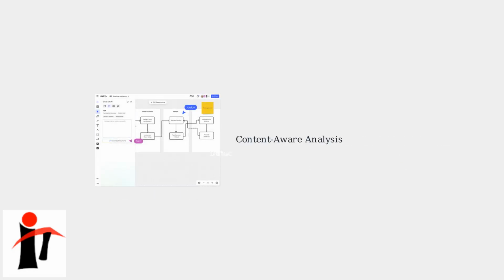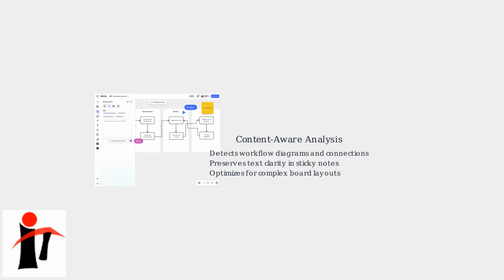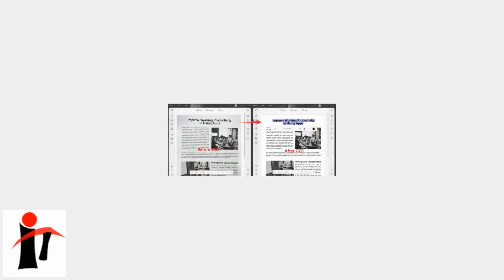The AI performs content-aware analysis of your board. For instance, in this workflow diagram, it detects interconnected elements, preserves text and sticky notes, and optimizes settings to maintain clarity across the entire layout. The AI enhances export quality, ensuring your PDFs look professional with crisp text, clear diagrams, and optimal resolution up to 4K for detailed boards. Beyond the basic settings, Miro offers additional export options to customize your PDF output.